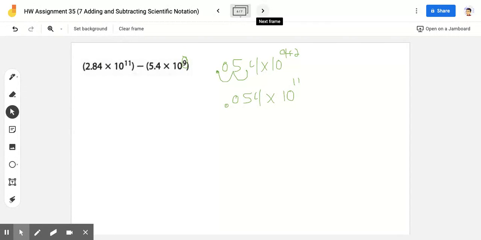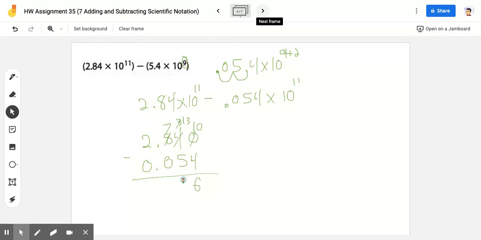And I'm subtracting that from 2.84 times 10 to the 11th power. Let's subtract the coefficients. 2.84 minus 0.054. Always make sure you line up your decimal points correctly. I'll borrow from here, 10 minus 4 is 6, borrow from here, 13, 8, 7, 2. Bring down my decimal point, and look at that, it's already in nice form for us. So we'll have 2.786 times 10 to the, what exponent did I use? 11th power. And there you go.